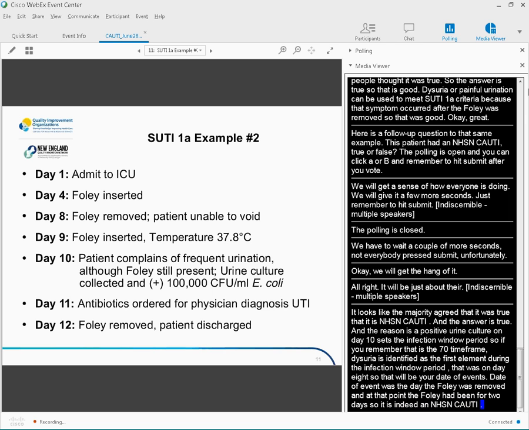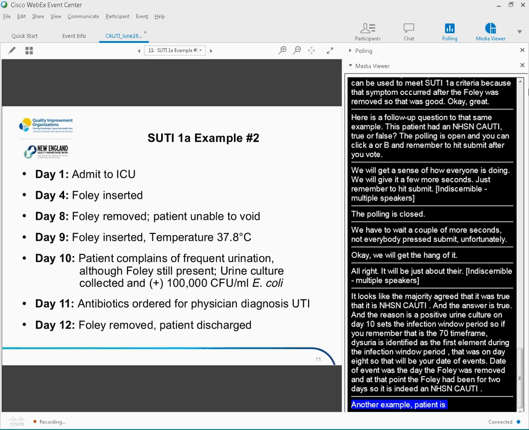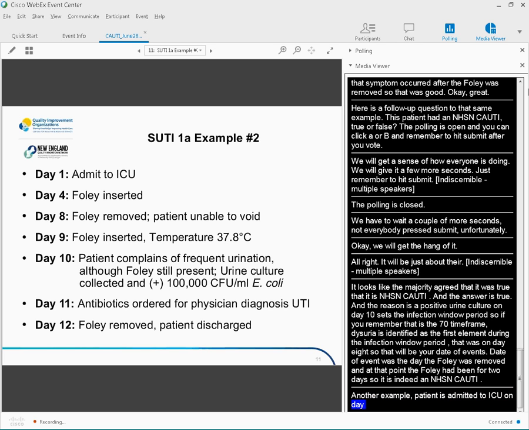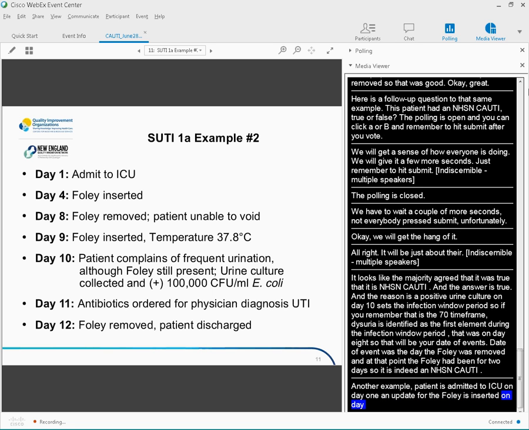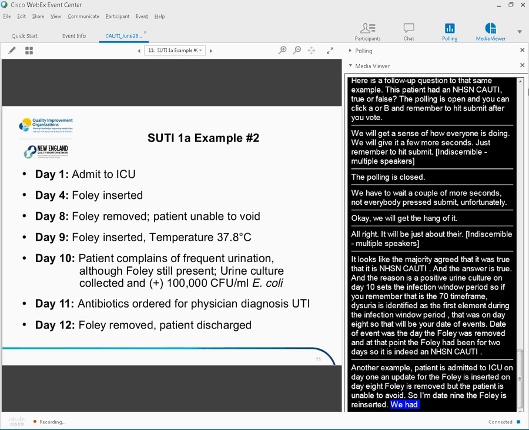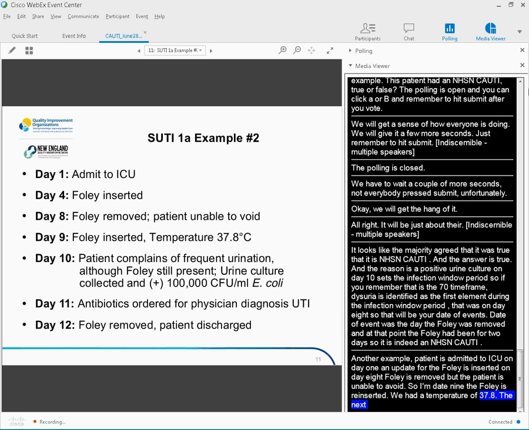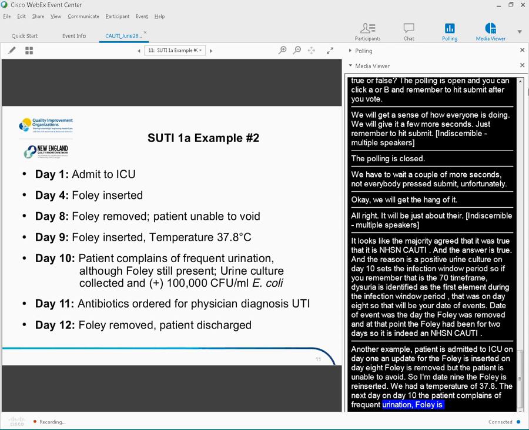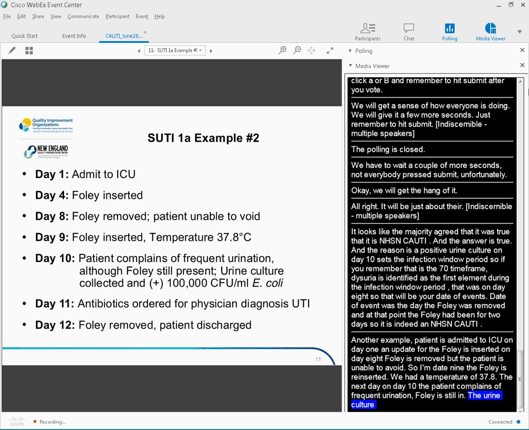Okay, here's another example. Patient is admitted to ICU on day 1. On day 4, the Foley is inserted. On day 8, the Foley is removed, but the patient is unable to void. So, on day 9, the Foley is reinserted. We have a temperature of 37.8. The next day, on day 10, the patient complains of frequent urination, so the Foley's still in. The urine culture is collected, and it shows 100,000 CFU of E.